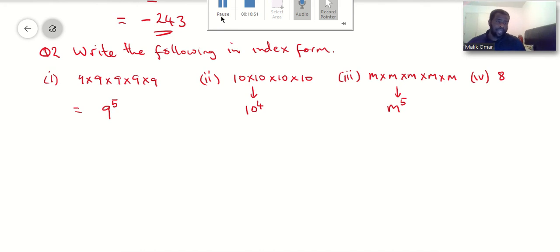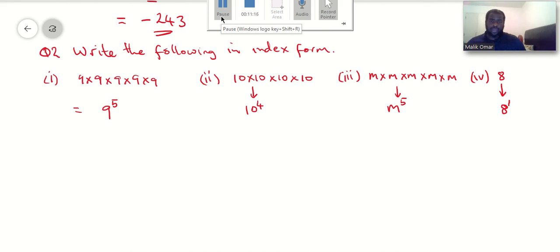And then I've got part 3, which has m multiplied 5 times, so it's just m to the power of 5. And then I just got here 8 itself. But I've been asked to write this in exponent form. Exponent form is just number raised to the power. So our base we know is 8, but how many times does 8 repeat itself? Just once. So that will be 8 to the power 1.